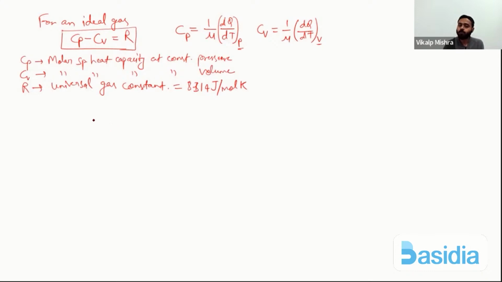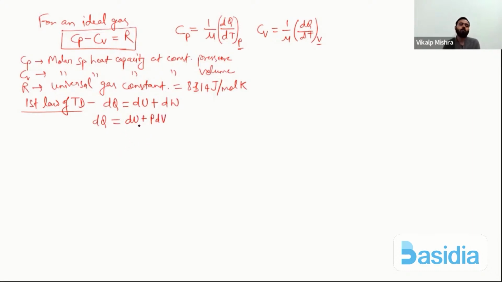So first of all, we will write the first law of thermodynamics. It says dQ equals dU plus dW, and we already know the form of dW: the work done by the gas. dQ equals dU plus PdV. We can write dW as PdV.